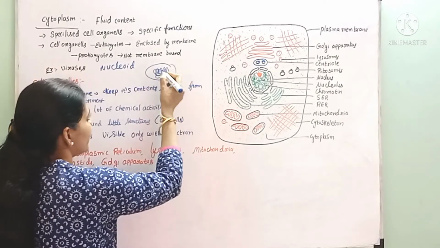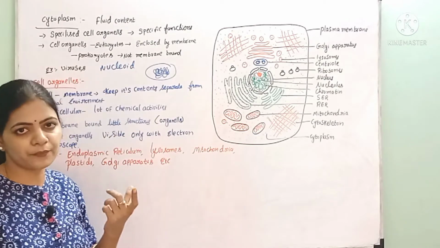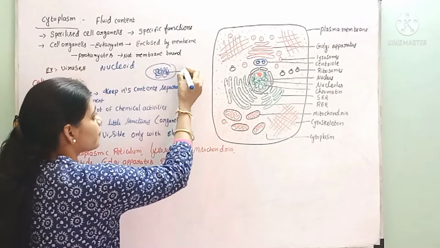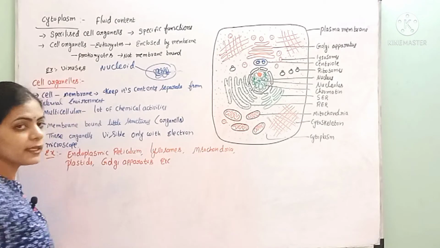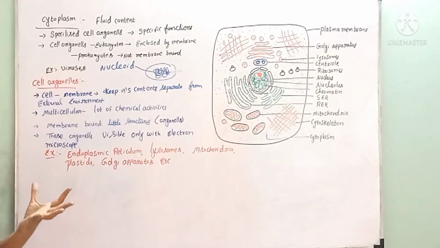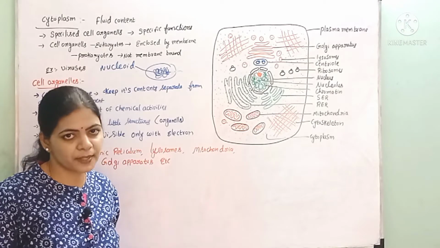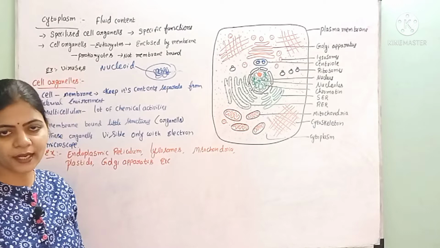You see, this is the prokaryotic cell. The nucleus is like this, without having any membrane. That nucleus, which is devoid of nuclear membrane, is called nucleoid. That is called nucleoid. Nucleoid means the nucleus devoid of nuclear membrane. So that is the difference between prokaryotic and eukaryotic cells.